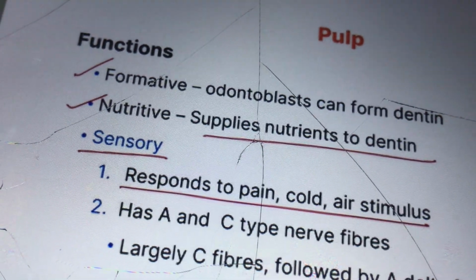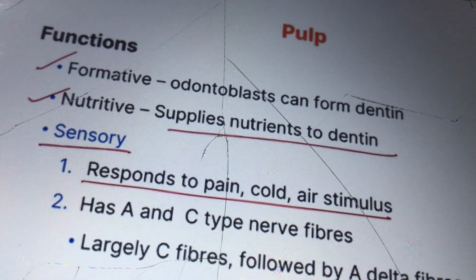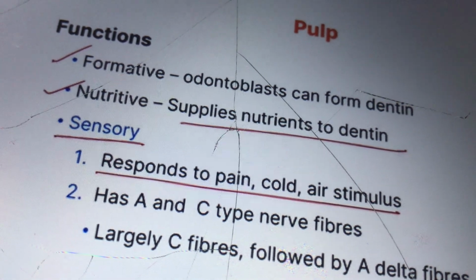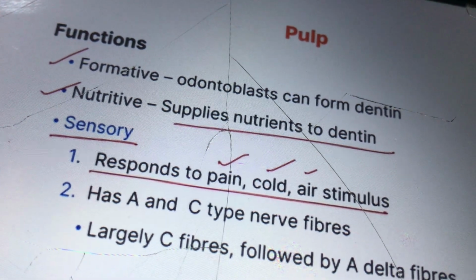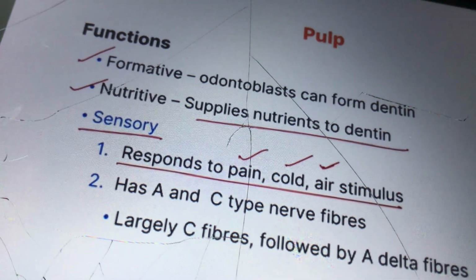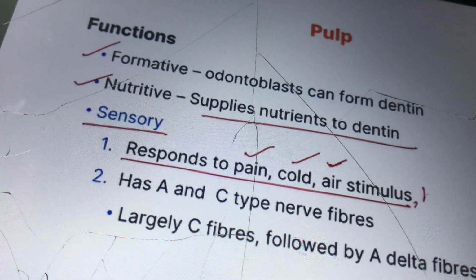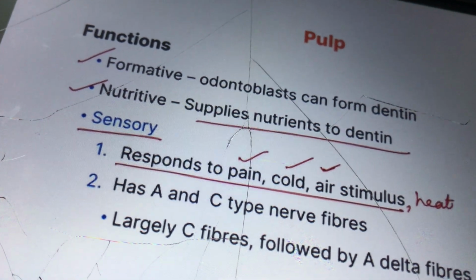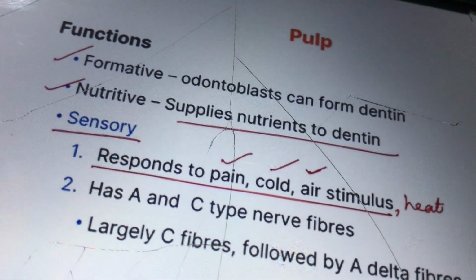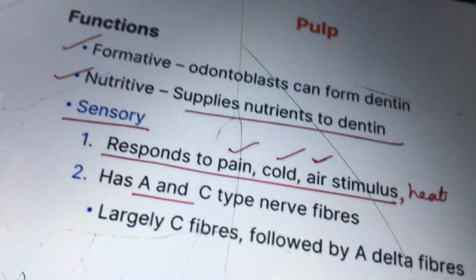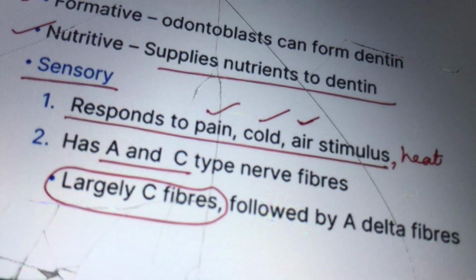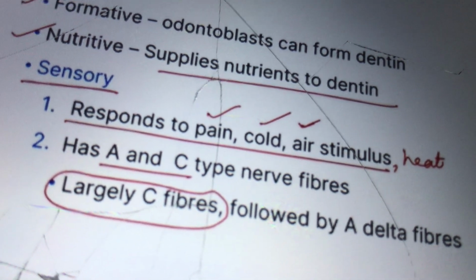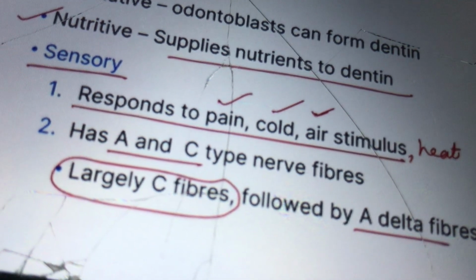The pulp, since it has nerve fibers within it, when it receives some stimulus, it can respond to pain, cold, and even air. So basically thermal stimulus, it can also respond to heat. The main nerve fibers embedded into the pulpal tissue are your A and C type of nerve fibers, and largely it is your C fibers that constitute your pulp, followed by your A delta fibers.